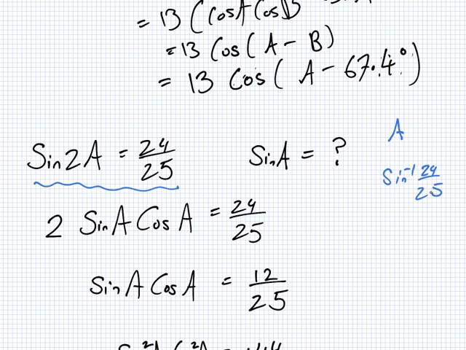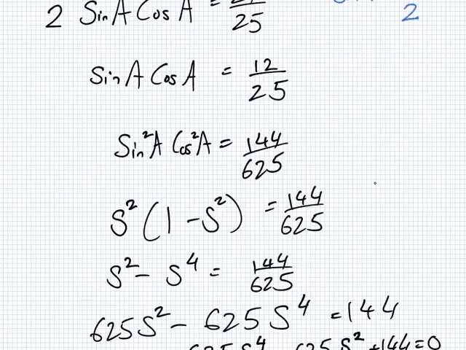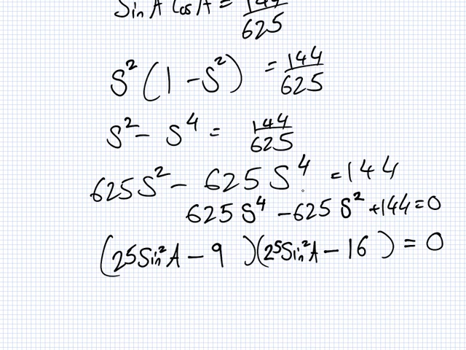What would that give you? 2a. Then you divide this by 2, what do you get? A. And then you get the sine of this, and then you square it, and then you have sine squared a. When I did this on the calculator I got 9/25, so I knew that that must have been one of the solutions here. Sneaky.